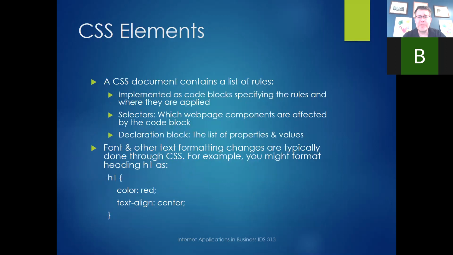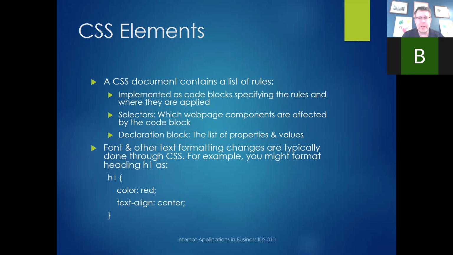Okay, so a CSS document fundamentally is a set of rules. Basically, for every tag type, you have a code block that specifies the rules. Okay, so the selectors are the web components that are affected by the code block. And then you have a declaration block following the selector that says, here's how it's going to be.